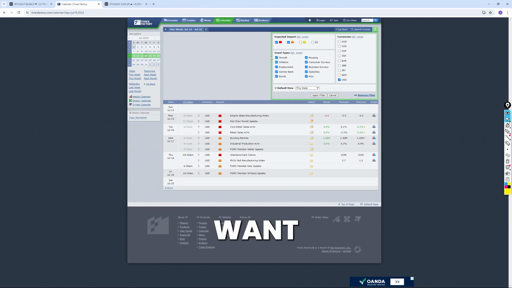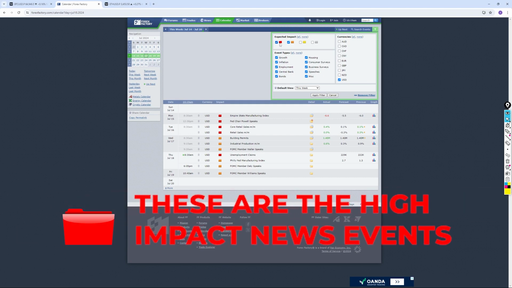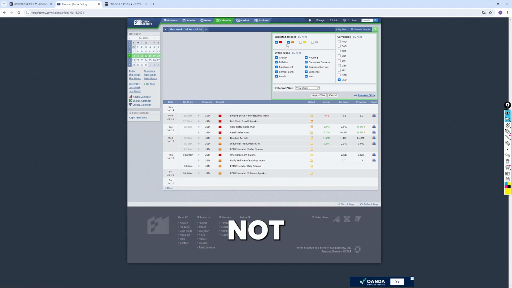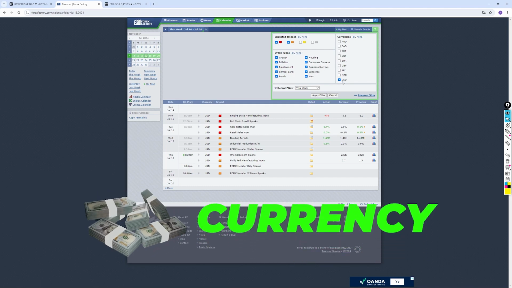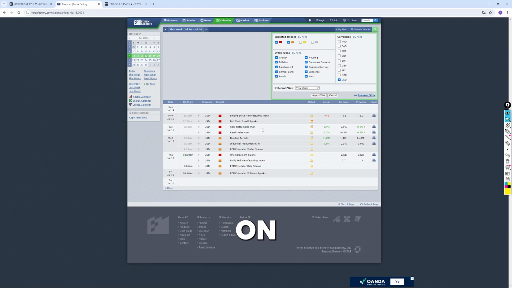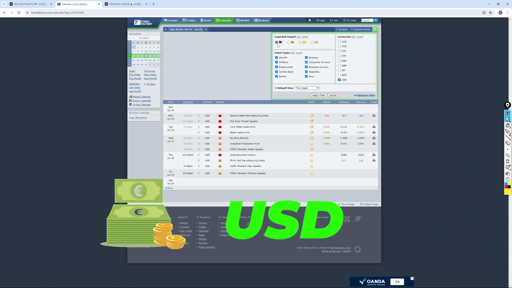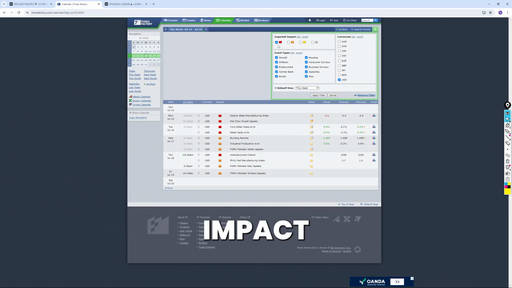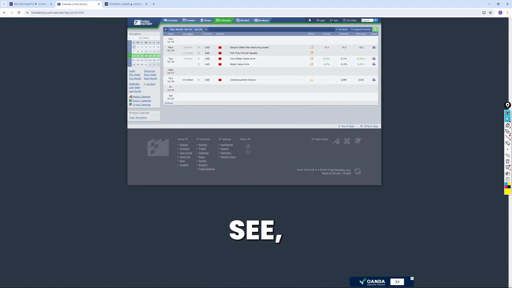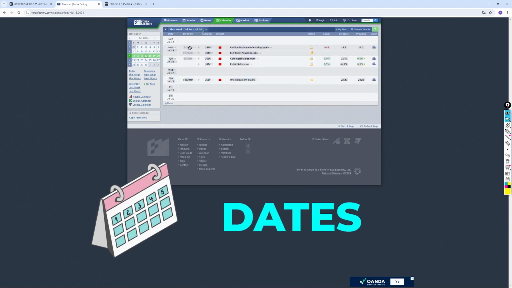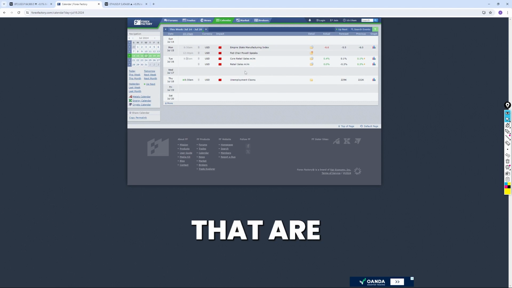The one you really want to be concerned with is the red folder. These are the high impact news events. The orange ones not as much, so mostly just the red ones, and then you can select the currency that you want to deal with depending on the pairs that you're trading. So in this case, I'm only looking at the USD. I want to see all event types, and I'm going to go with just the red folder or high impact news events, and then you click apply filter. So we can see the dates here, the time, and the different news events that are coming out here.